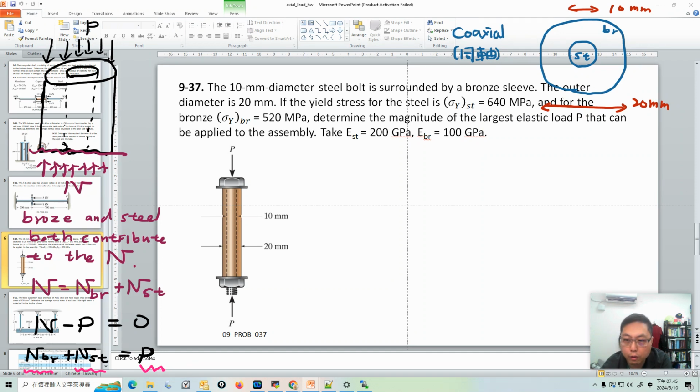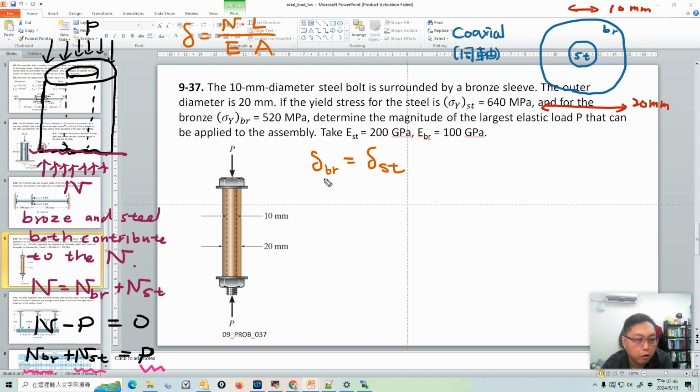Okay, so how can we express this in mathematics? That just means the deformation of the bronze part is equal to the deformation of the steel part. And this is the axial loading system. So do you remember how to calculate the deformation for axial loading? You remember that it's equal to normal force times L divided by E times A.